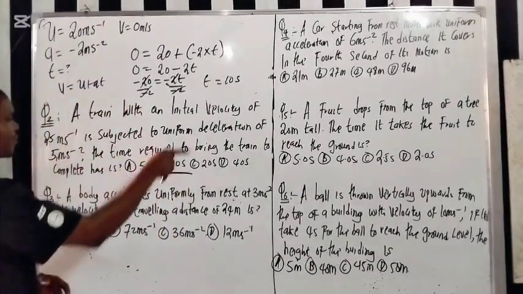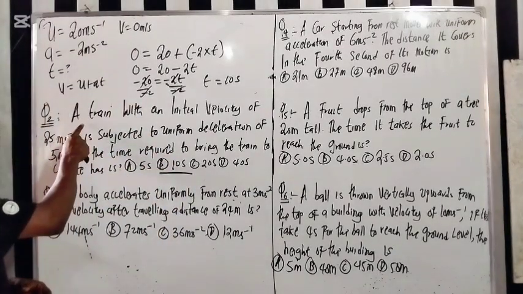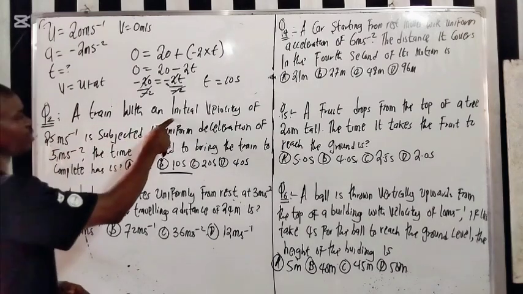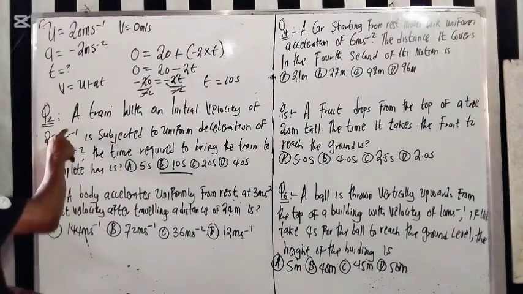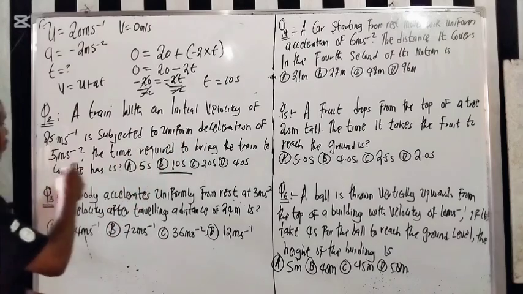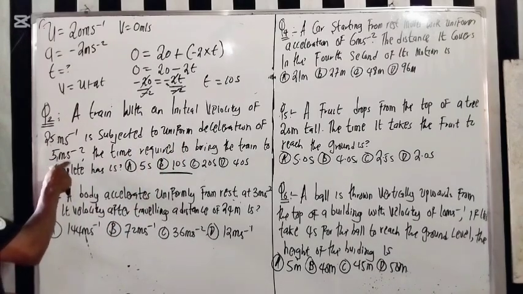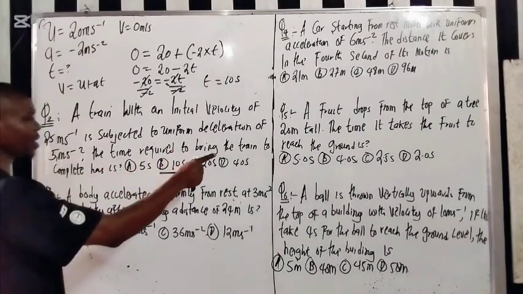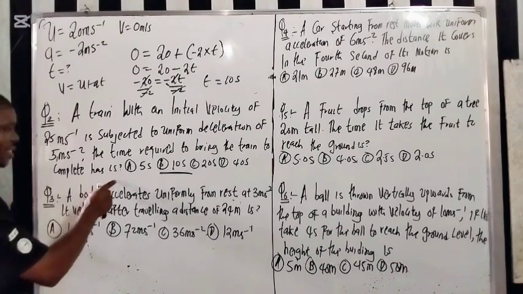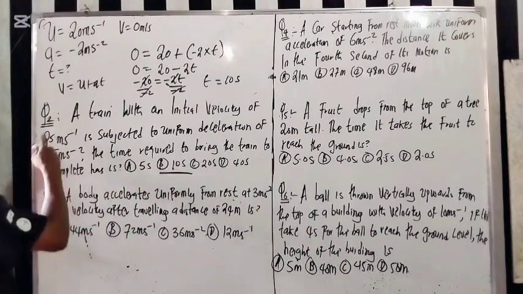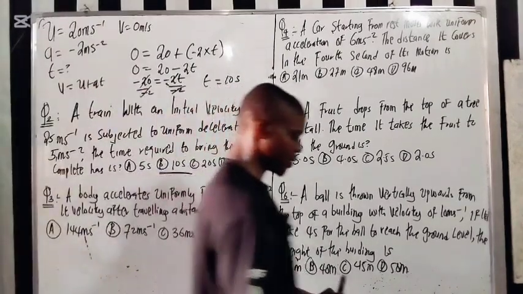So I've changed the value here, right? So the question is what? A train with an initial velocity of 25 meters per second is subjected to a uniform deceleration of 5 meters per second squared. The time required to bring the train to rest is, do you understand? So you have to solve this question yourself, right?